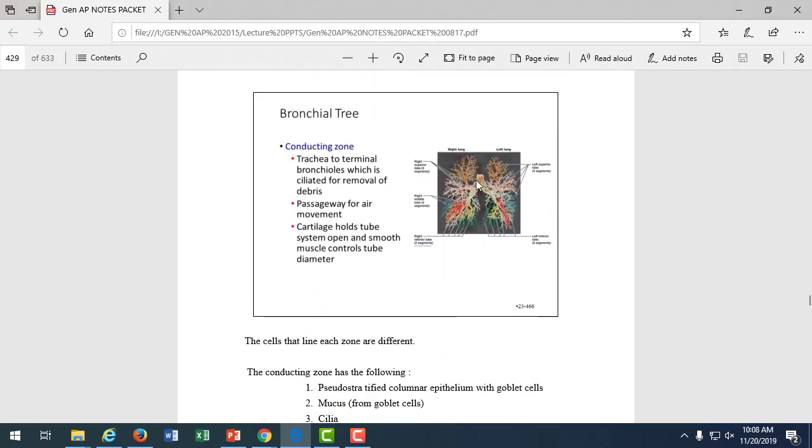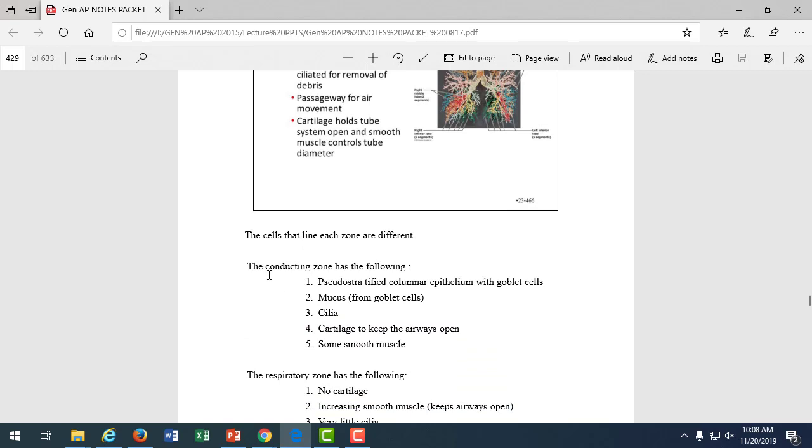So the bronchial tree is the branching of the right and left bronchi. Then we have the secondary bronchi, the tertiary bronchi that serve all the bronchopulmonary segments. But that branches, like we said, 21 more times before it gets down into the bronchioles and then into the alveoli. So the conducting zone goes from the larynx all the way down to the bronchi. There's pseudostratified columnar epithelium, ciliated cells, mucus, cartilage, and some smooth muscle.